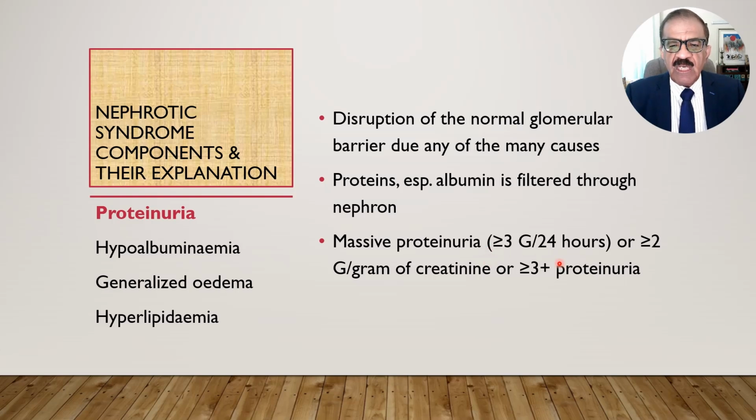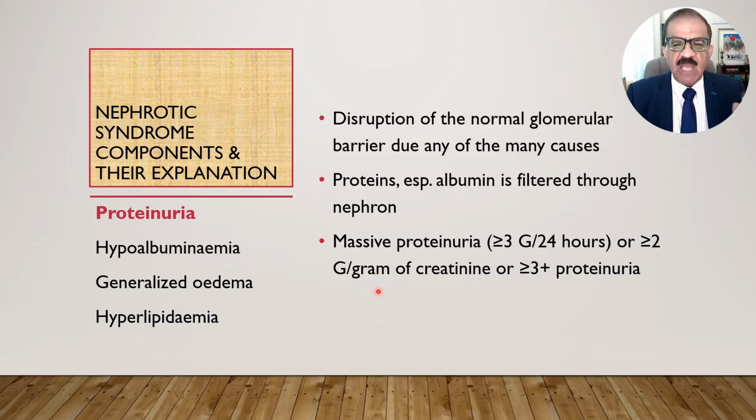So why do we need 24 hours? Because sometimes urine may be dilute, sometimes urine may be concentrated. So a spot urine may not be sufficient to make a diagnosis. But to correct for that, there is another method. It is definitely better if there is more than 2 grams of protein per gram of creatinine. Now, this creatinine reflects the level of concentration. So, in any spot urine, if there is 2 grams of protein per gram of creatinine, that would also be diagnostic.